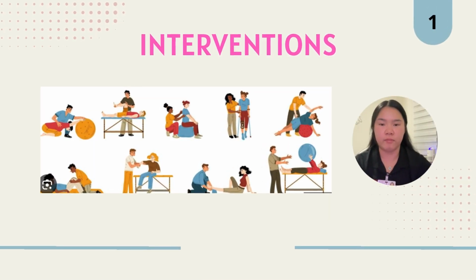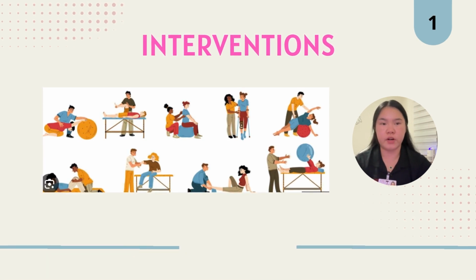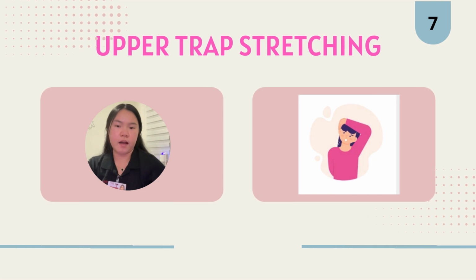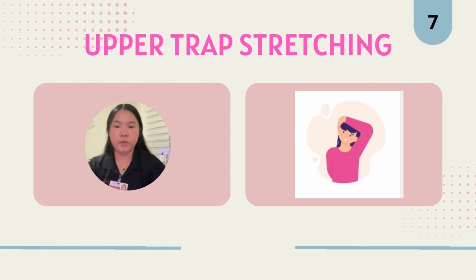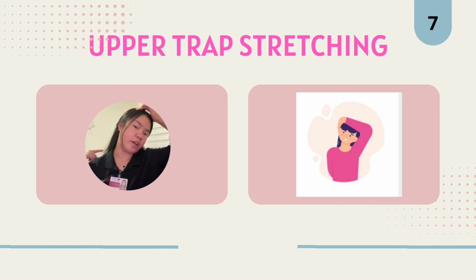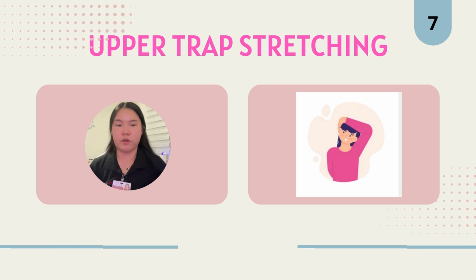So now we're talking about intervention. Interventions are exercises or therapies that will help the patient increase shoulder mobility and strength. The patient performs an upper trap stretch, where you move your head to the side and feel the stretch right here on your upper shoulder. Usually you hold it for 30 seconds and do 2 to 3 sets, to improve performance in physical activities.